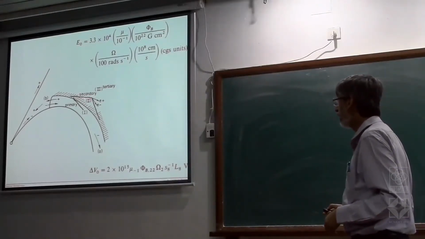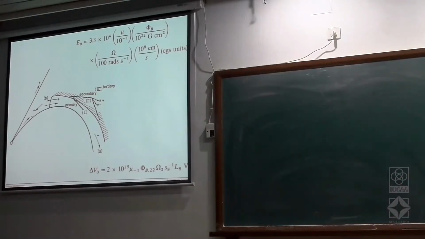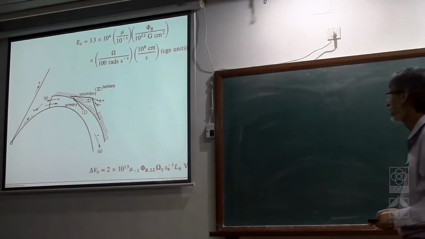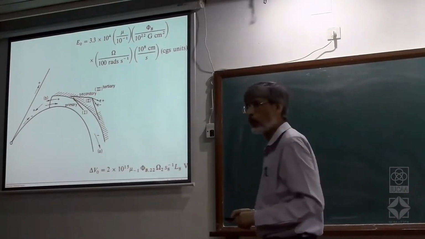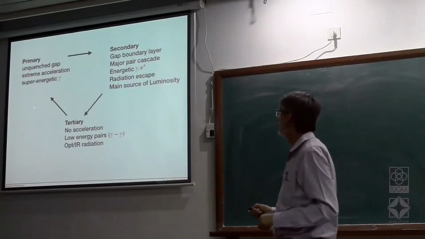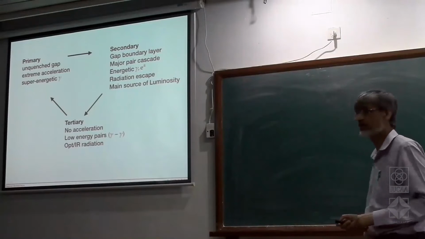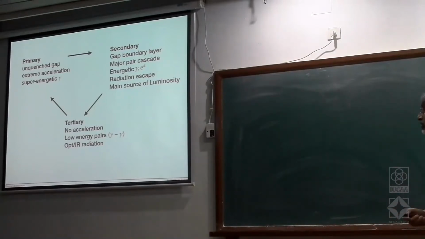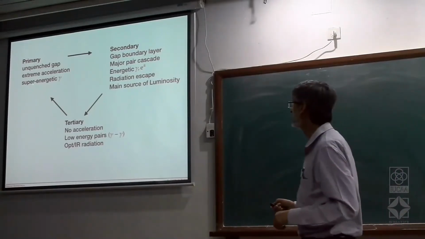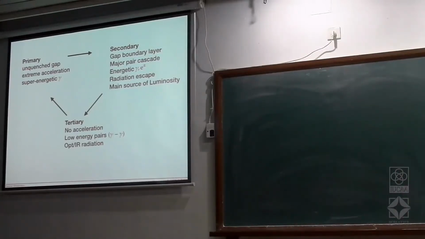And then further from that, you have zones which you would call tertiary. So what happens in these regions? In the primary region, what you have is an unquenched gap. You have extreme acceleration and you produce super energetic photons. These super energetic photons then travel.